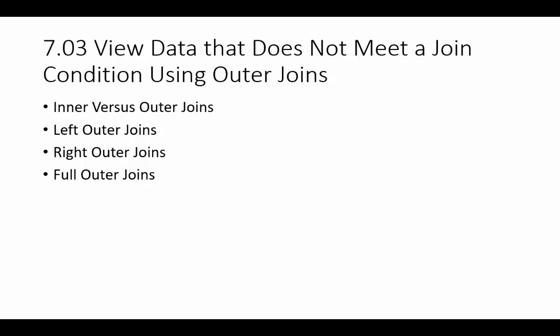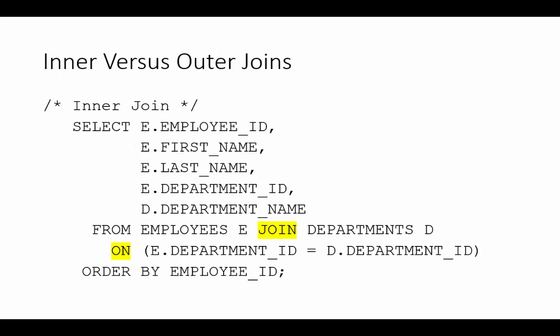Now we go to the third section, view data that does not meet a join condition using outer joins. Here we're going to cover inner versus outer joins, left outer join, right outer join, and full outer joins. Here we have inner versus outer join. And let's go to SQL Developer.